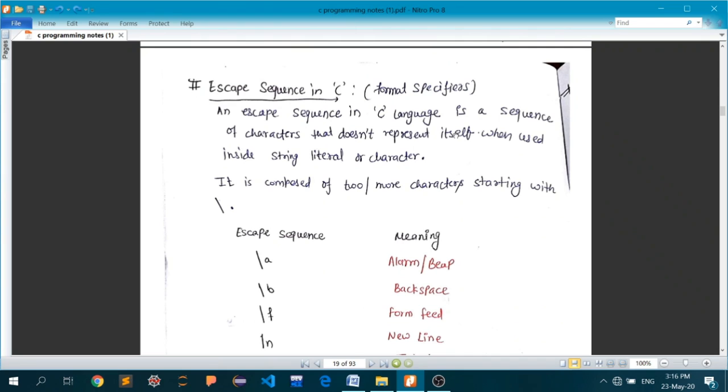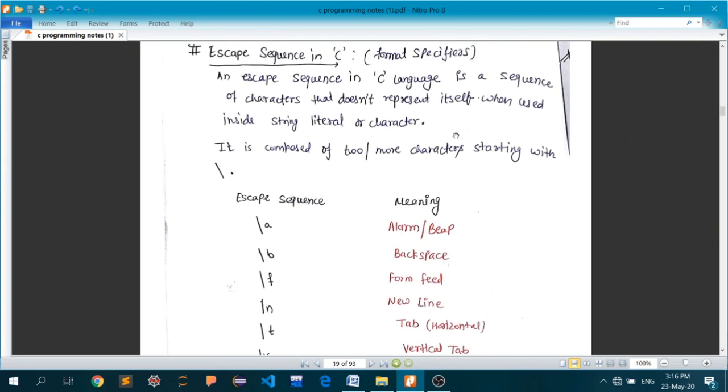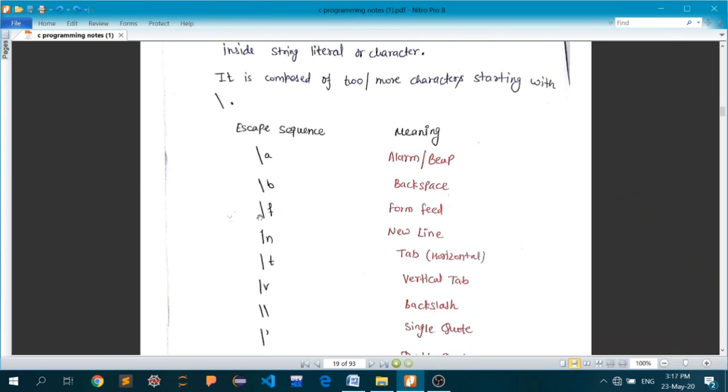Now let's go to the escape sequence. I think we have covered the escape sequence in one of the last lectures in the prerequisites, but again, I will go over this topic. Now, an escape sequence in C language is a sequence of characters that doesn't represent itself when used inside a string literal or a character. It is composed of 2 or more characters starting with a backslash. Okay, they'll always start with a backslash.